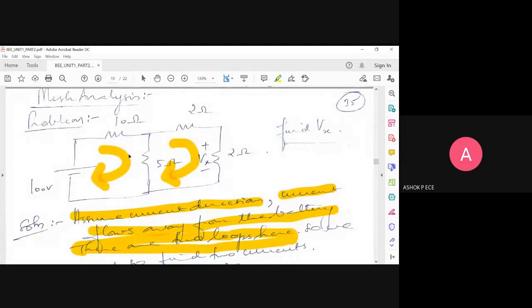Okay, so I'm going to assume the direction of current. See, the first loop you have a voltage source, and you know current is always flowing away from the source. So the current is going to be flowing in the clockwise direction. I'm going to name it I1. Second loop, you have to check for any voltage source. If there is a voltage source, then you have to mark the current direction accordingly.